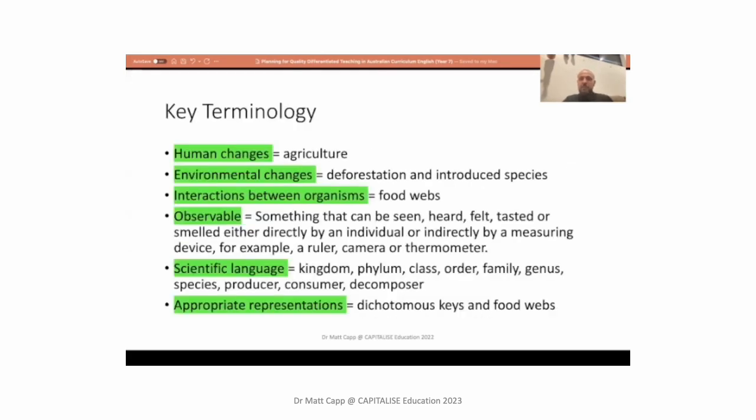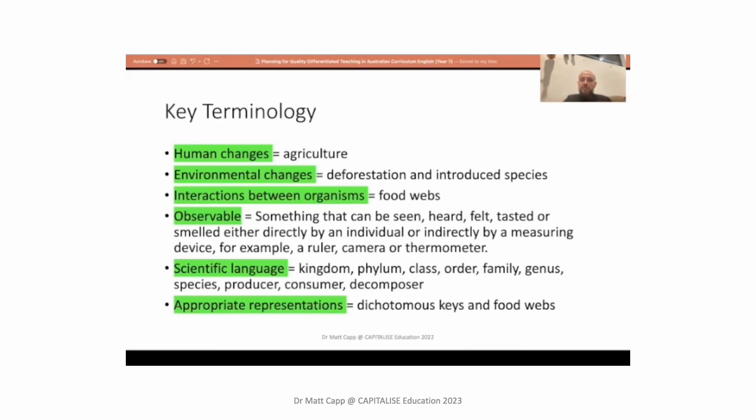So in this case, what human changes are we looking for? What environmental changes? What we mean by interactions between organisms? What observable means, because there's a tendency to sometimes just assume what the curriculum is actually asking rather than going back to it as a source document. If we talk about the word observable, we might be thinking about what we see, but as you can see in that definition, it's actually much broader than that.